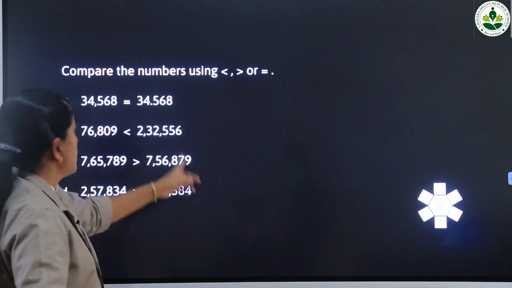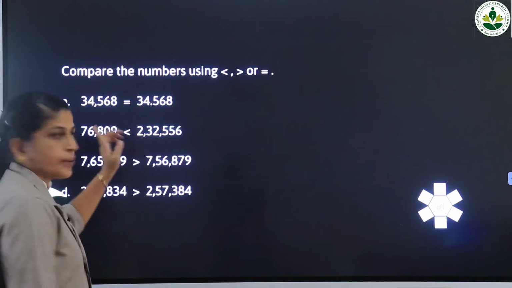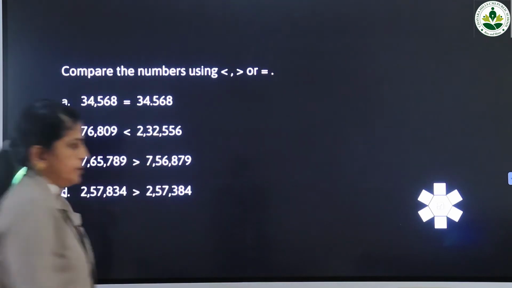Okay, then write this in your notebook: compare the numbers using less than, greater than or equal sign.